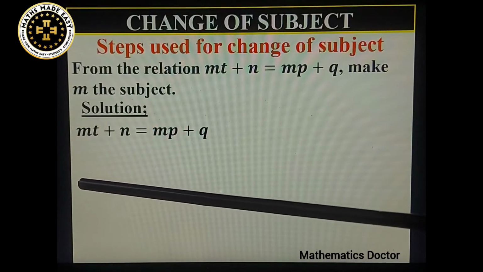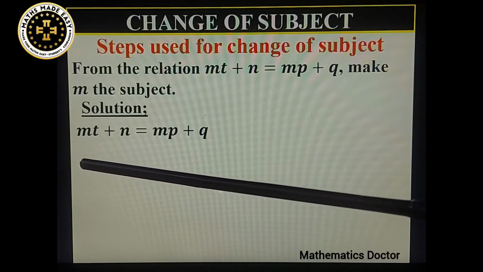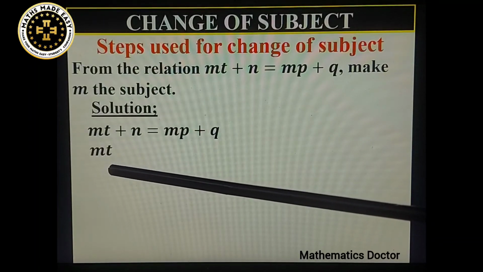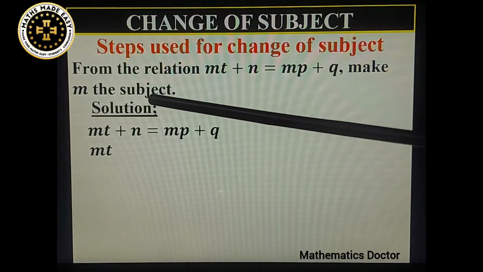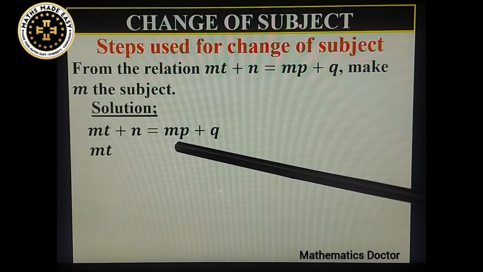Already at the left-hand side, we can see that mt is there. So mt contains m, which is supposed to be made the subject. So I'll repeat mt there. Now I'll bring mp, which is at the right-hand side, move it across the equal sign to the left-hand side. And you know the tradition: once it is moving, the sign will change.